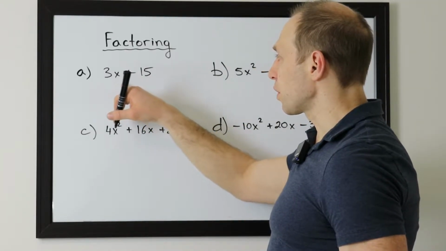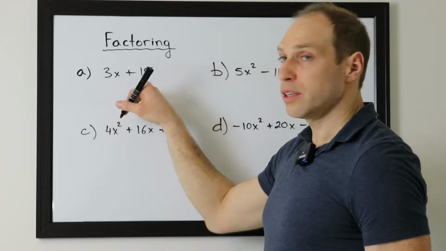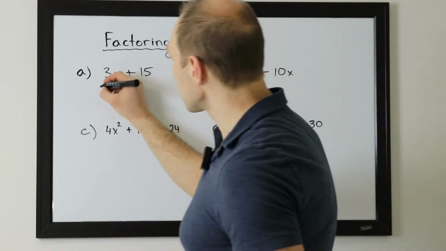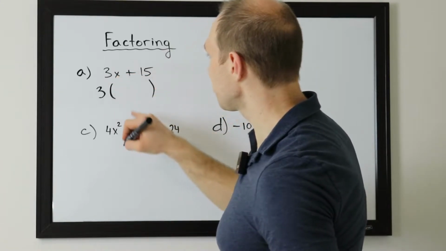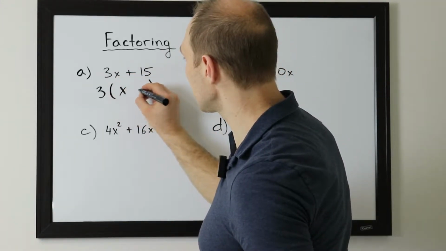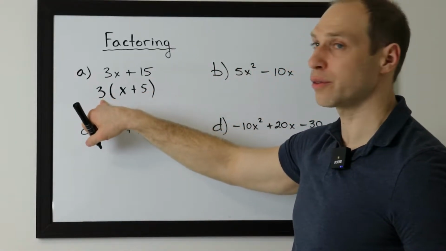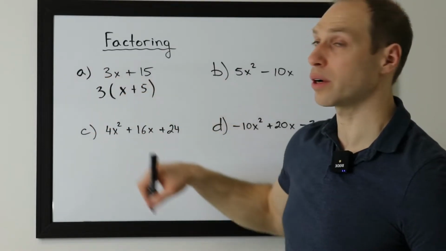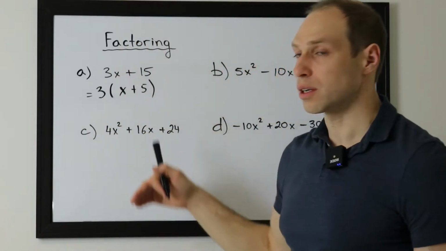So in this example, we have 3x plus 15. As you can see that the number 3 and 15, they're both divisible by the number 3. Which means we can take number 3 out, put brackets, and then insert an expression where if we were to multiply 3 by x and 3 by 5, this would be our answer. So you can see that we're actually working backwards now.